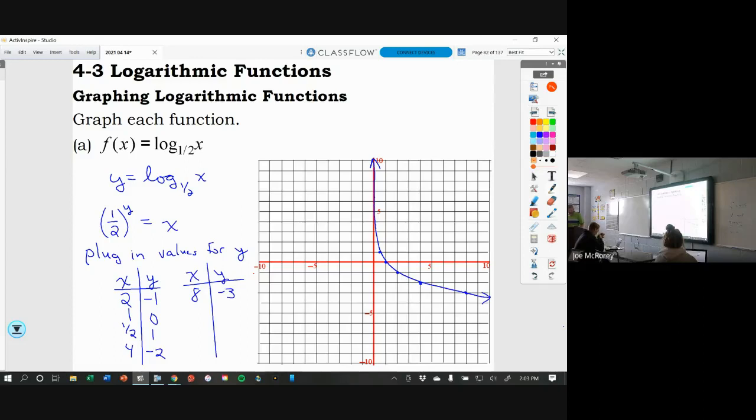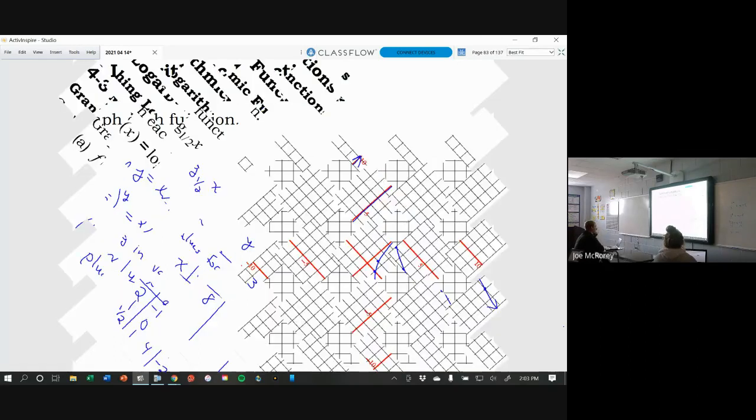How are we doing? We're sideways now? Yes. Earlier in the period, you were like, I like this, and now she's like, oh, I hate graphing. See if we can get through another one real quick.